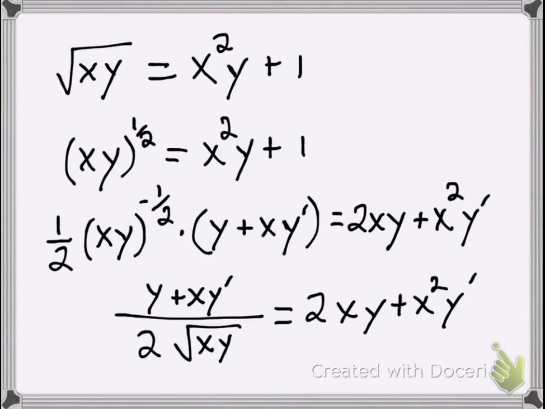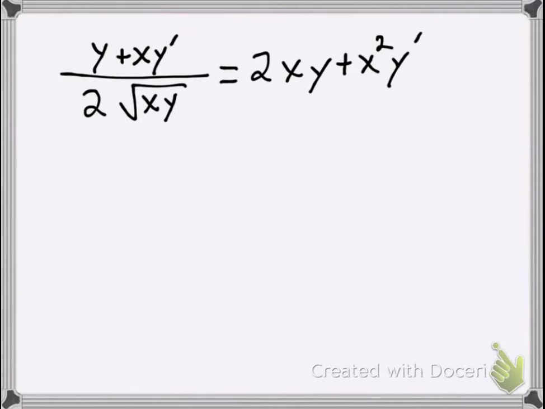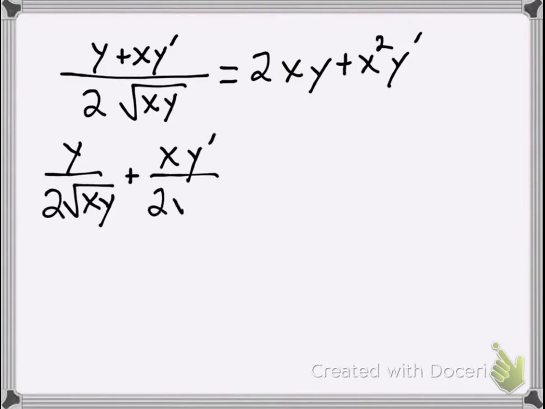So the next thing that we're going to do, first of all, we're going to copy that last equation, and we'll paste it onto our next page. Okay, then on the left side of the equation, we're going to separate this expression into 2 separate fractions. So we're going to have y over 2 times the square root of xy plus xy prime over 2 times the square root of xy. That's something that we can do because that's allowed by the rules of math. And then on the right side of the equation, we still have 2xy plus x squared times y prime.